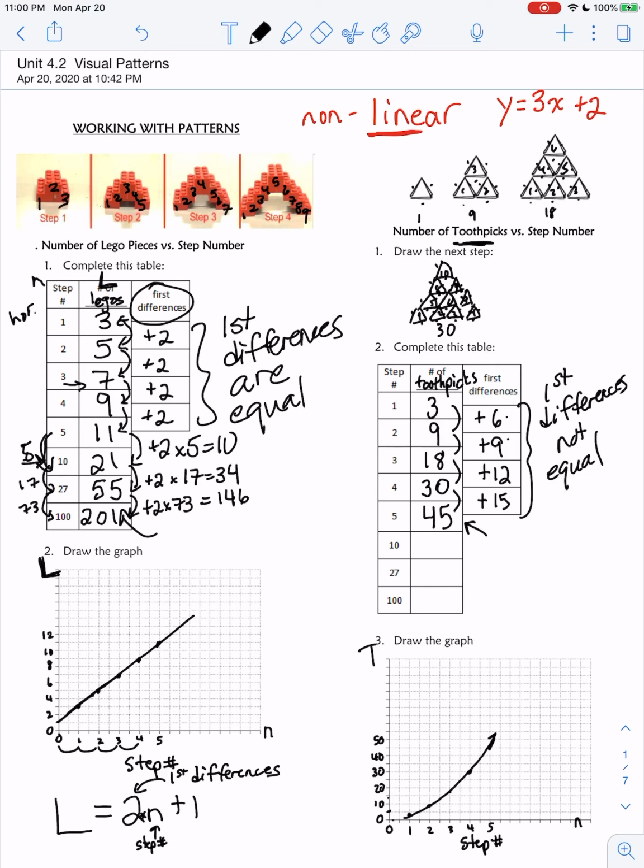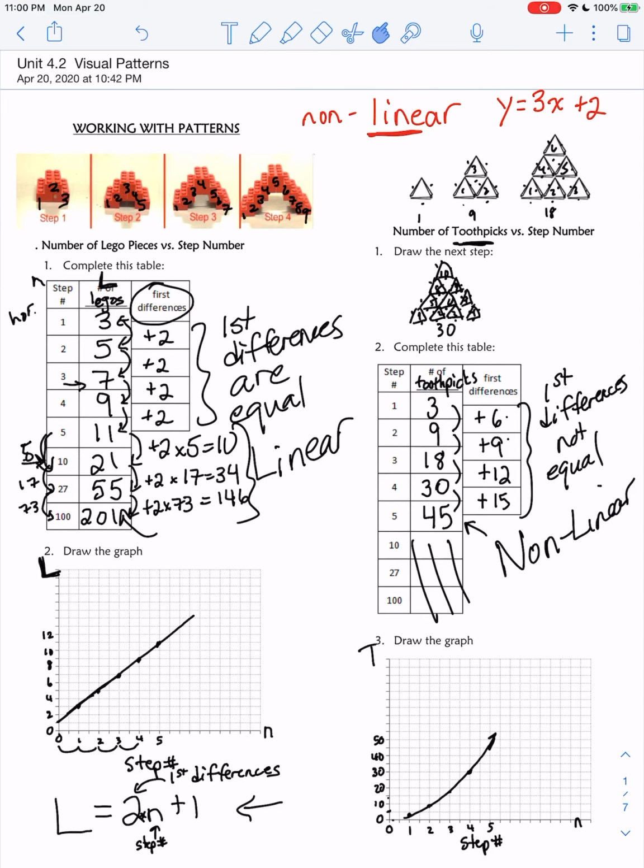So that means that this one is non-linear, and I don't care if you do the rest of these on a non-linear relationship. This one over here is linear, and I want you to do the rest of these. I would also like you to figure out an equation for the linear ones.